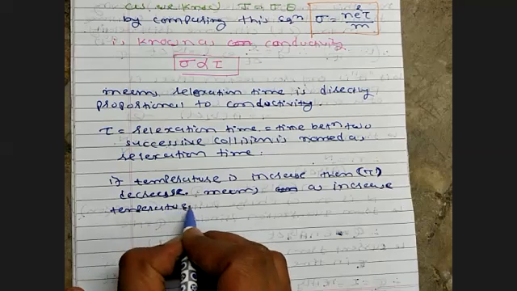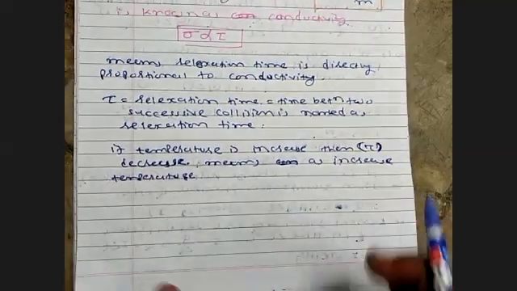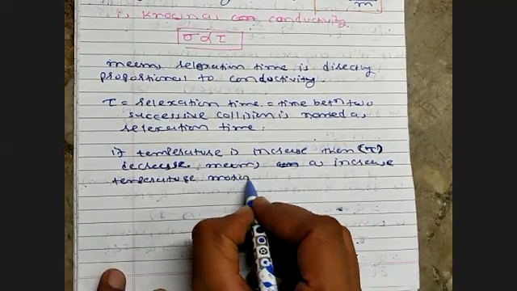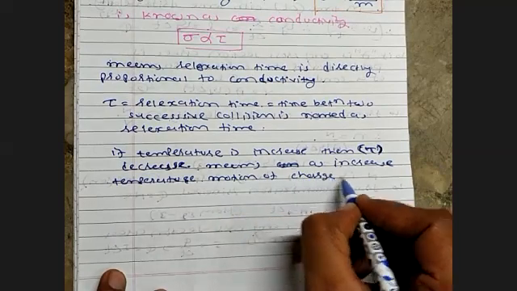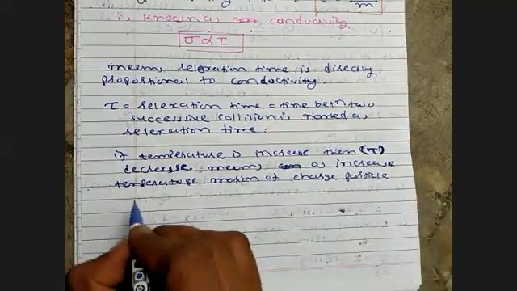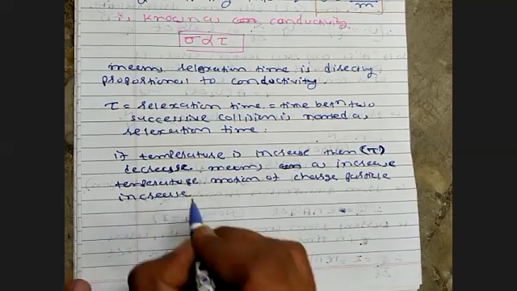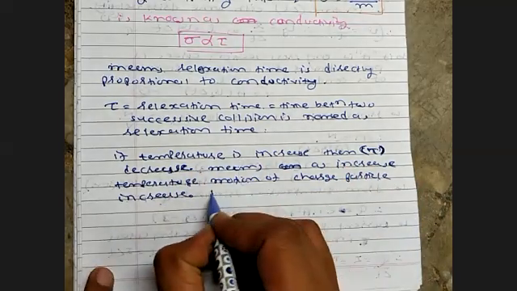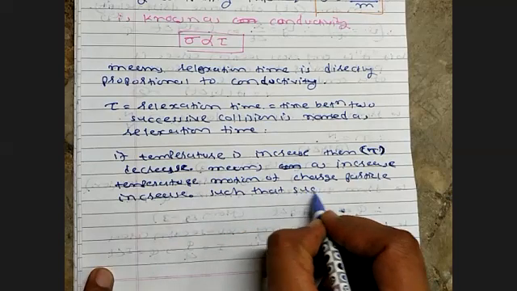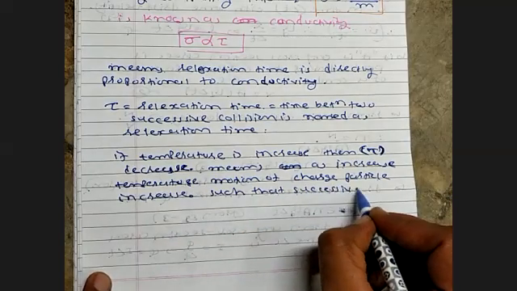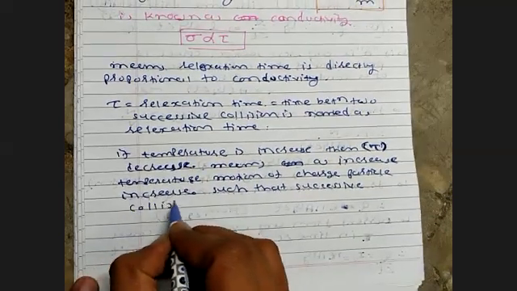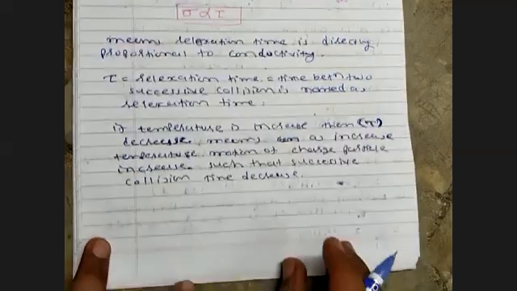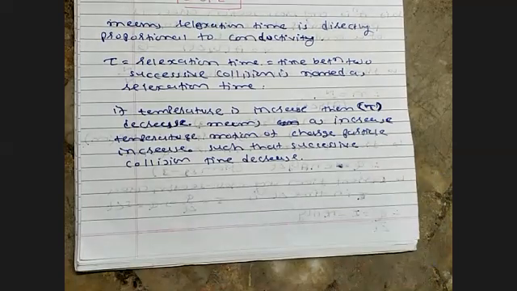As the temperature increases, what do we understand? That the motion of the charged particle increases, such that the successive collision time decreases. So in this way we can understand tau.